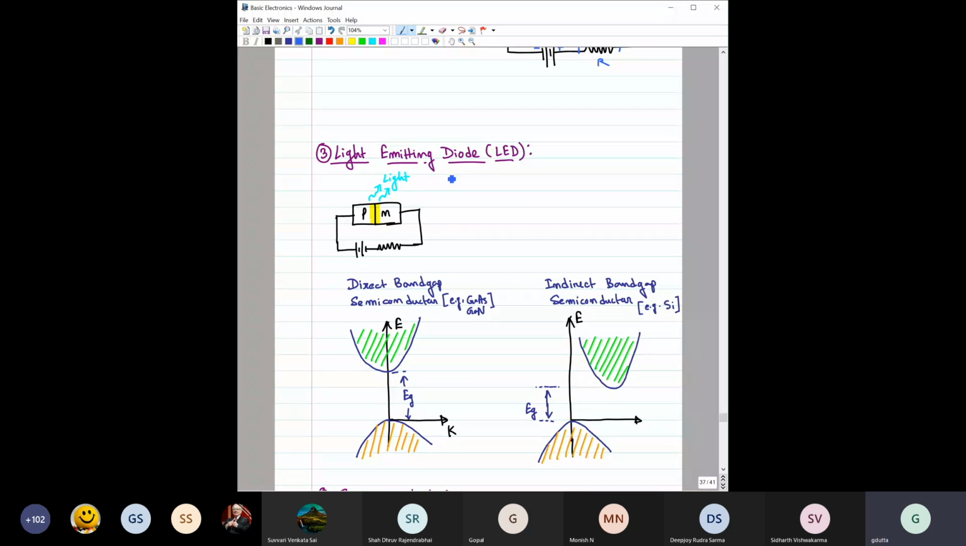Now, if we move to the third segment of that, here it is the light emitting diodes or LEDs. I think all of us are quite familiar with these LEDs. We have seen these LEDs in our daily life.